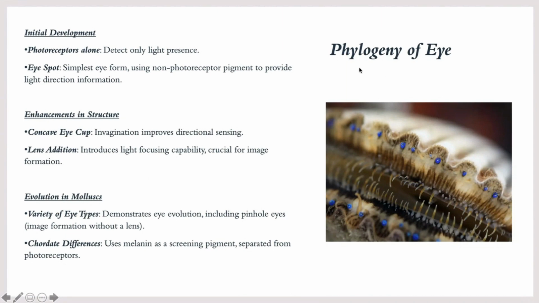So the phylogeny of the eye, or the development of the eye, can be best seen in mollusks. Mollusks are the animal groups such as the snails and the slugs. They first had pinhole eyes, which you can see here. These blue structures are their pinhole eyes. And then later, when they became chordata, which were the earliest vertebrates, they would start to use melanin as a screening pigment. So melanin in the iris would separate the photoreceptors and control the amount of light they were getting in.